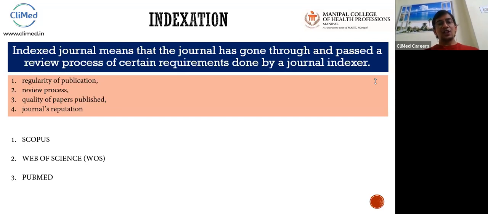And indexation reflects the quality of the papers published. Indexation is actually the journal's reputation. Many journals are not Scopus indexed, or not Web of Science indexed, or not PubMed indexed. If they're PubMed indexed, it means they are reputed journals, and their articles, their manuscripts, go through the review process. They go through proper regulations. The experts have checked them, right? And we usually follow Scopus, Web of Science, and PubMed. These are the best 3 indexations in the world.